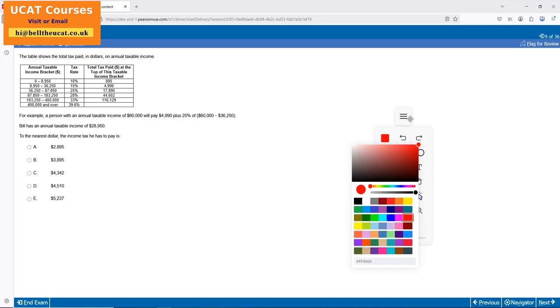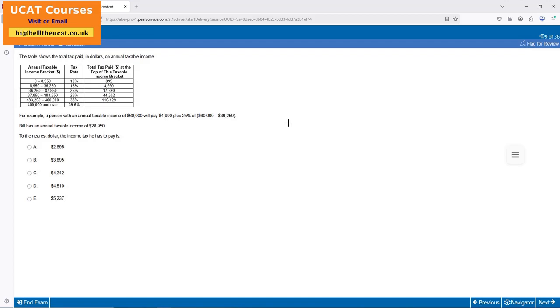The second one is a shortcut for cracking the tax questions. It works, but not all the time. It just gives you an idea of what could be an option. Let's start with the first one now.